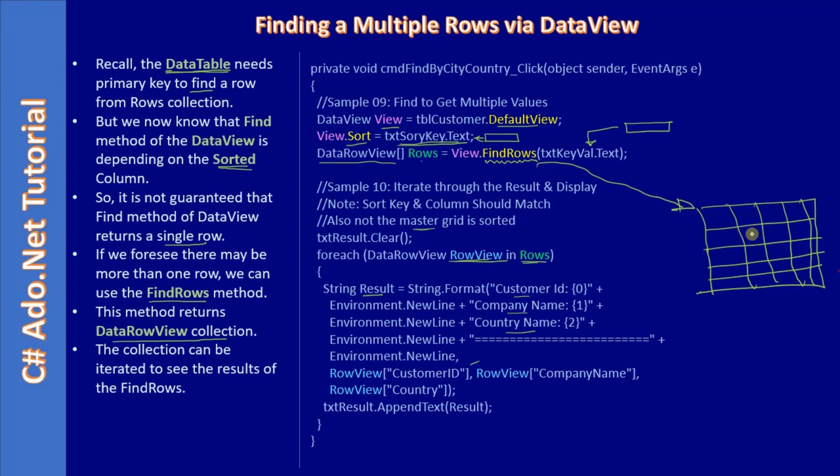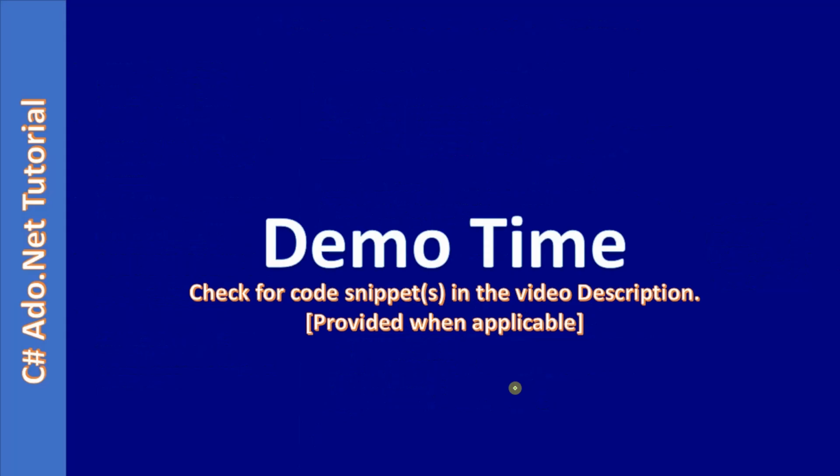And from here, we are picking a specific column, say customer ID, company name, and country. Likewise, we are picking the value and displaying it. Multiple values we are displaying in the multi-line text box. So if this iterates for 5 times, we will be adding 5 result set to the multi-line text box. Now let's go to the demo.